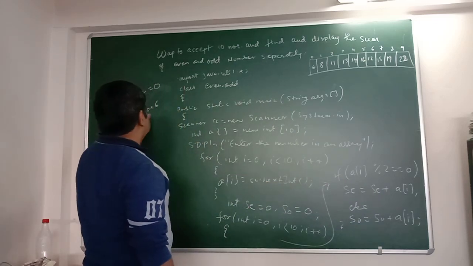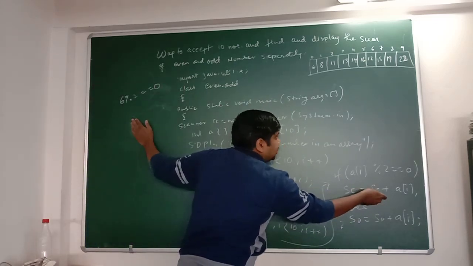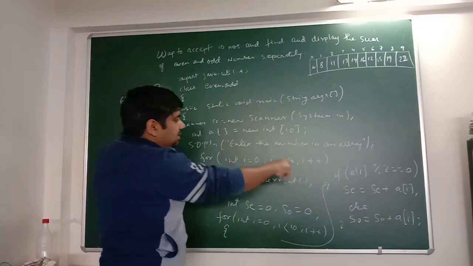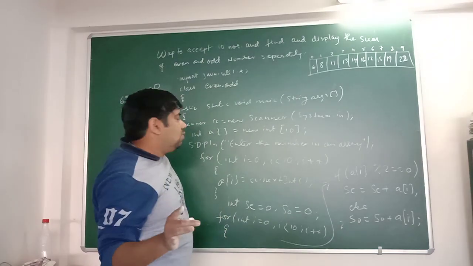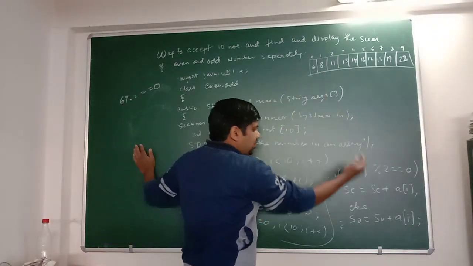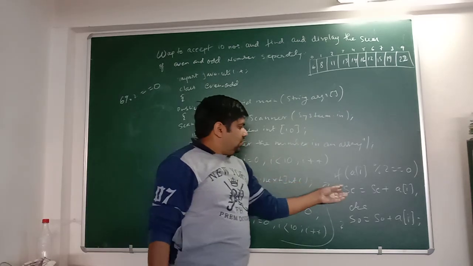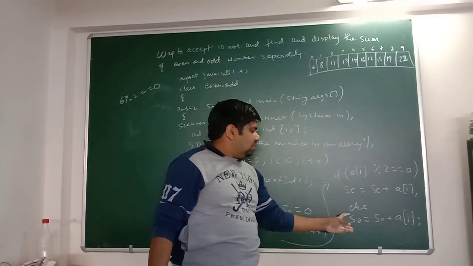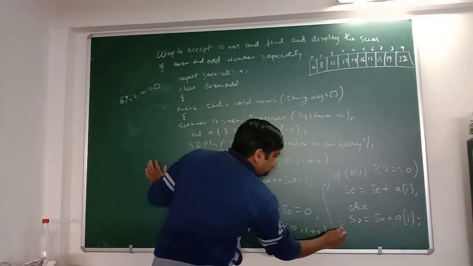Next we are going to check 8. 8 is also an even number, so 8 will be added to this portion. But the next one is 11. We know that 11 divided by 2 does not give 0 here. It's not an even number, so that 11 is going to be added here. Separately, the even numbers are added here and the odd numbers are added here. Ultimately this loop is going to be closed.